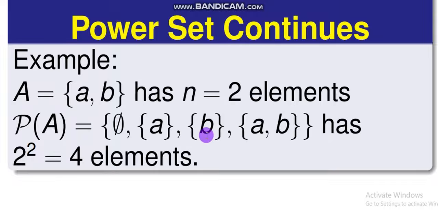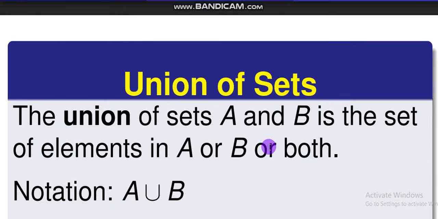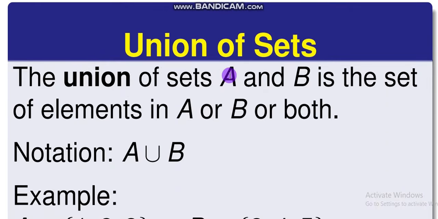Okay, it's a collection of 4 sets, and to know the number of elements in it, you just have to say 2 raised to the power of n, and your n is 2, so 2 raised to the power of 2 is 4. So your power set will have 4 elements, and we can see the elements 1, 2, 3, 4. That's the meaning.